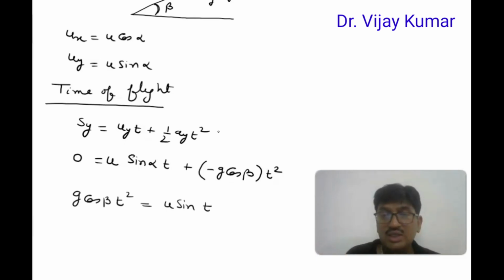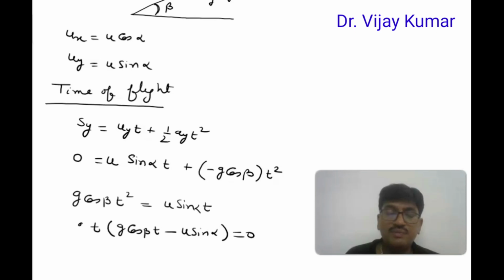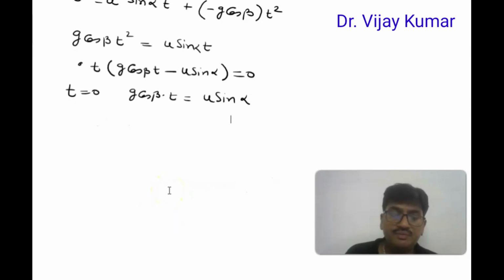And in this case, we can take t common: t into (g cos beta into t minus u sin alpha) equals 0. So one case is t equal to 0, and another case is g cos beta into t equal to u sin alpha. So t is equal to u sin alpha upon g cos beta.